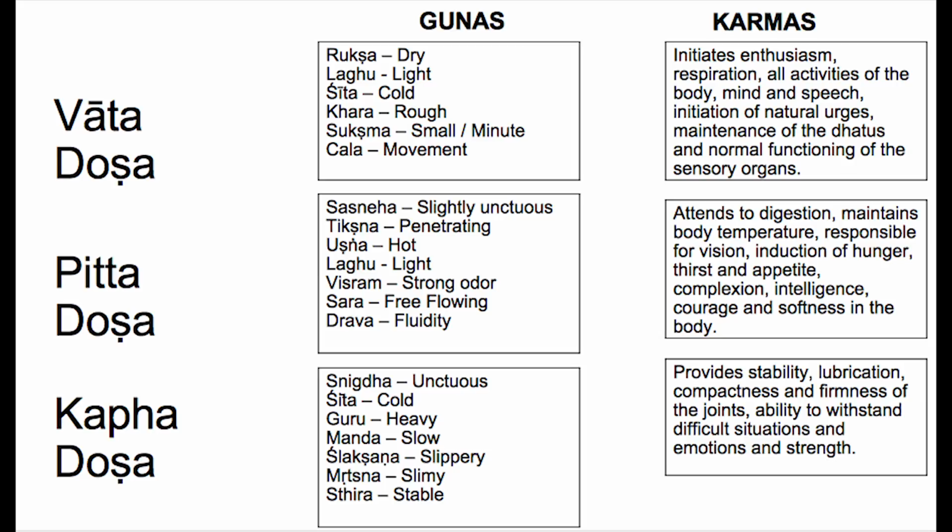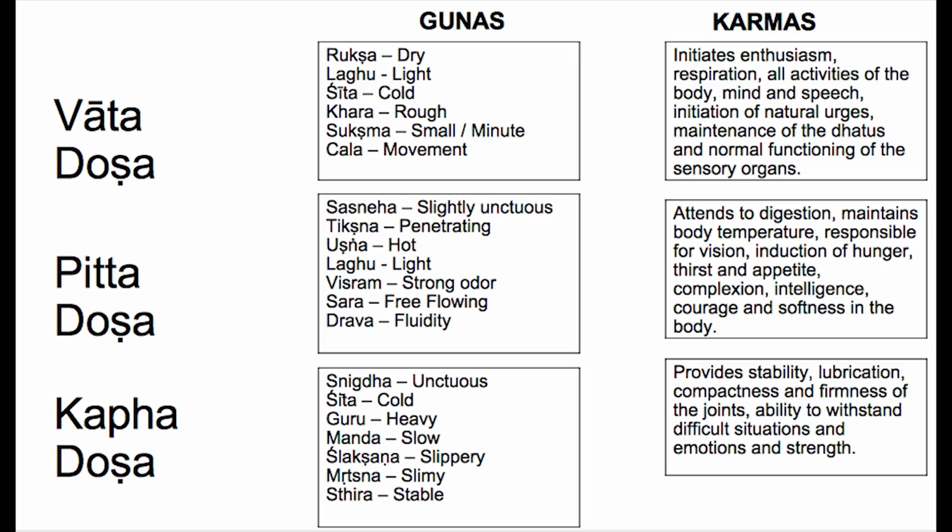The qualities associated with Vata dosha are Ruksha or dry, Laghu or light, Shita or cold, Khara or rough, Sukshma or small or minute, and Chala, which is movement.